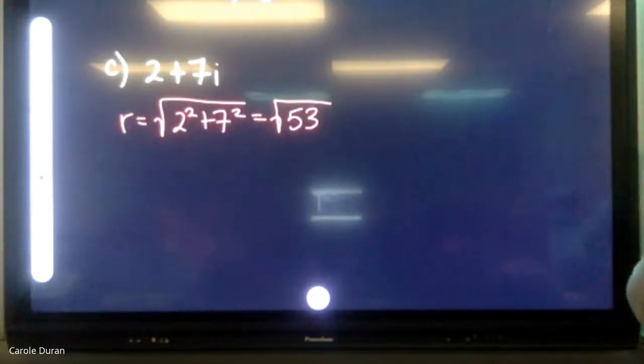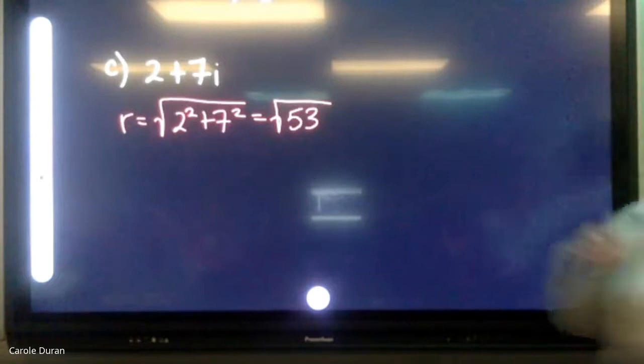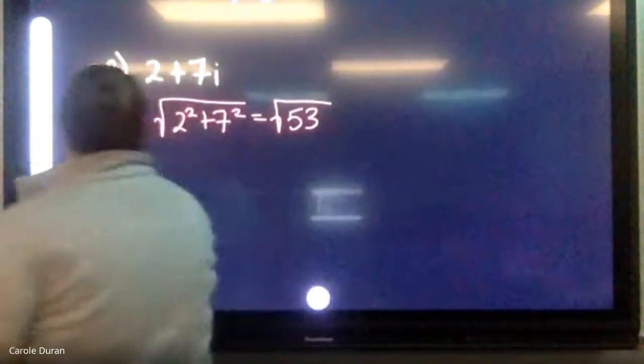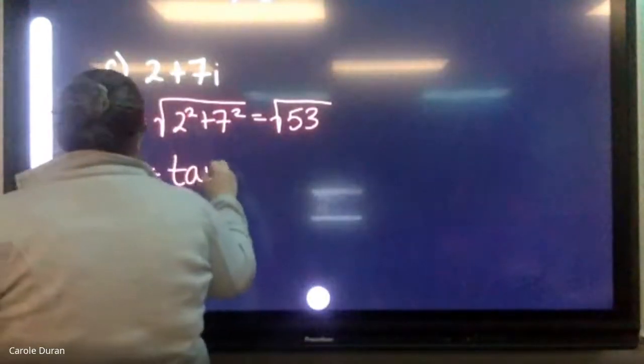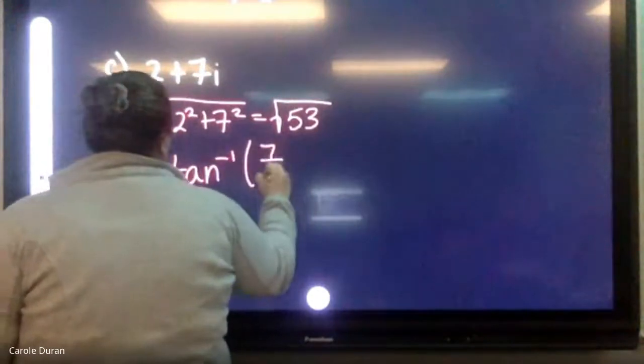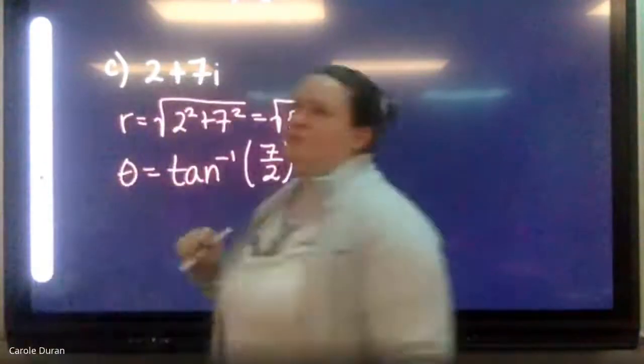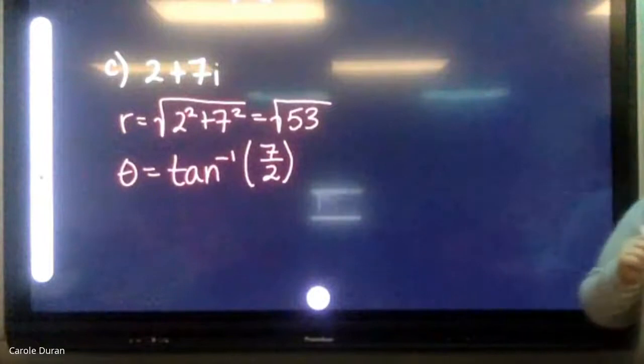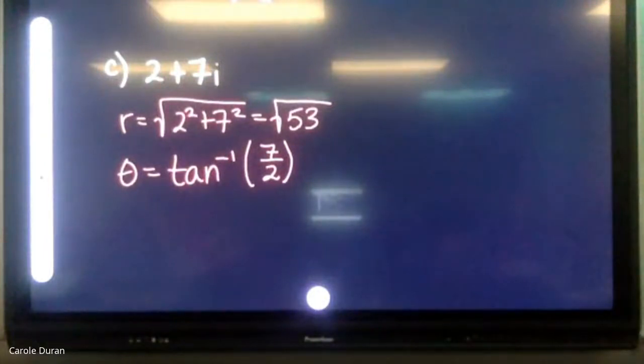Just go back. How many of you, however, ran into an issue with your theta value? Should have been all of you. Because when I go to do my theta, I get tangent inverse of 7 over 2. That's bad. Or not bad, but that's not easy. First of all, 7 over 2 does not reduce.